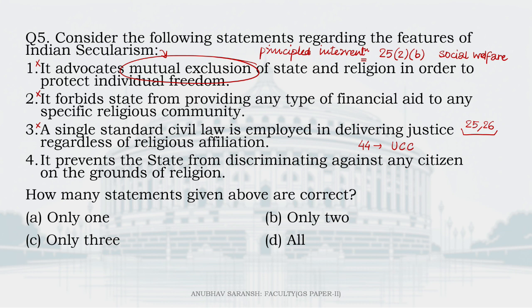And the fourth one, it prevents the state from discriminating against any citizen on the grounds of religion. Yes, this is correct. So this is Indian secularism based on principled intervention and separation. Separation of the state and religion, but only till it does not violate somebody's rights, and of course non-discrimination against people on the grounds of religion. So how many statements are correct? Only one. A is the right answer.